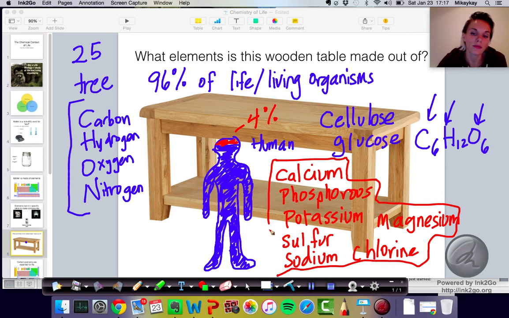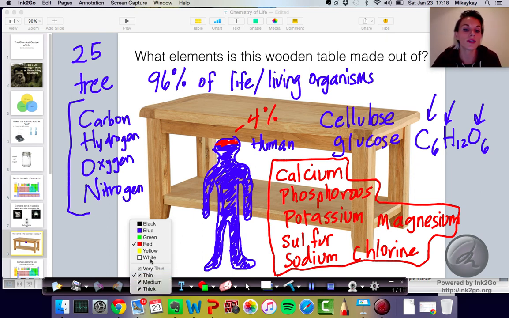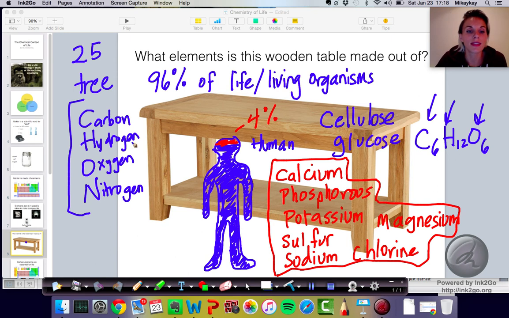So these other elements are also really important for life, and they make up some percentage of who you are and what other organisms are. But again, the majority, most of the elements that you are made out of are carbon, hydrogen, oxygen, nitrogen.